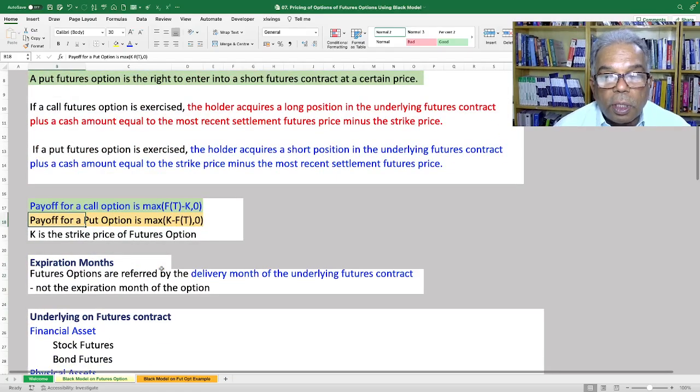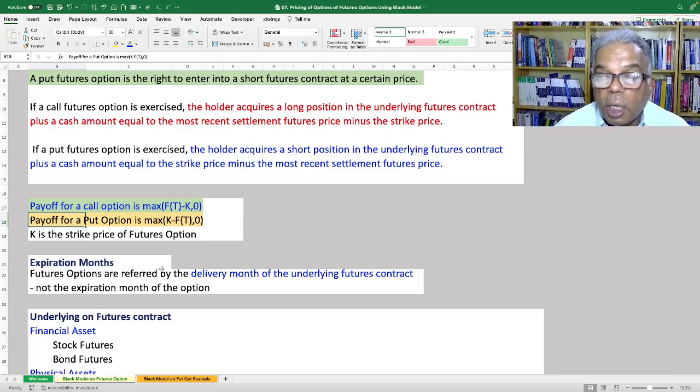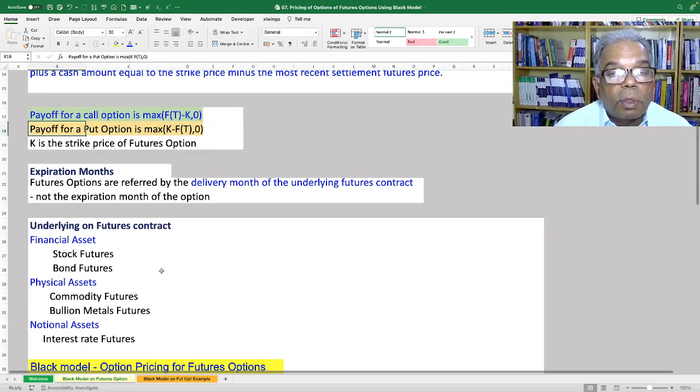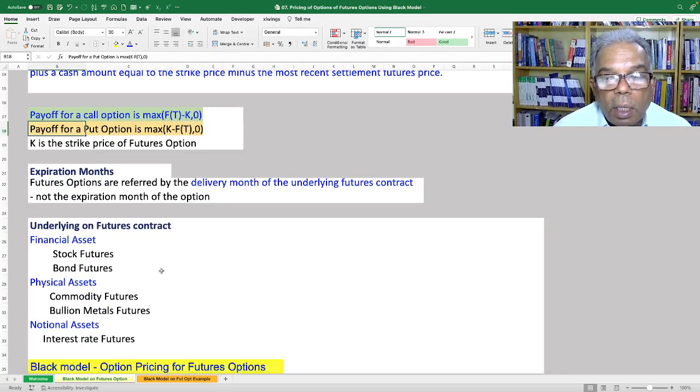Important note on expiration: futures options are referred to by the delivery month of the underlying futures contract, not the expiration month of the option itself. So what can be the underlying for futures options? You can have stock futures, you can price a bond futures option, you can also have commodity futures options, bullion metals futures options, and interest rate futures options. So you can calculate option prices for varying underlying assets and different types of futures.